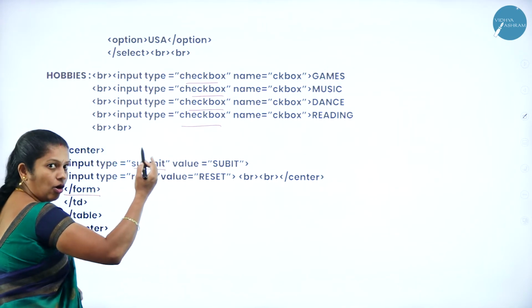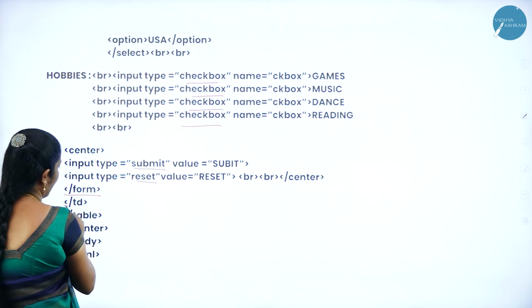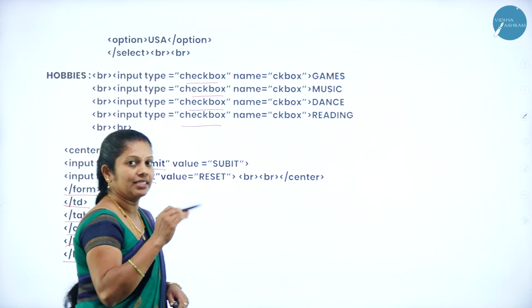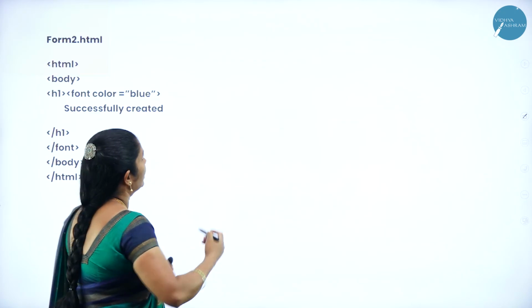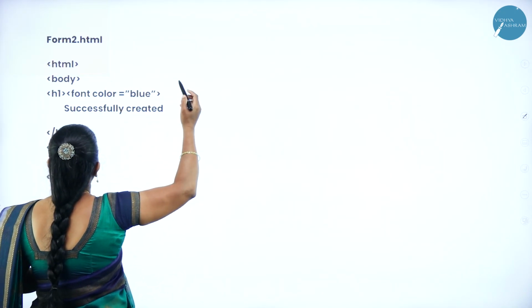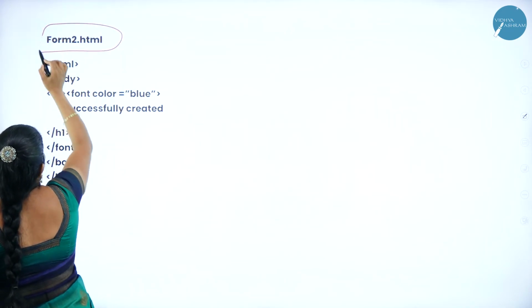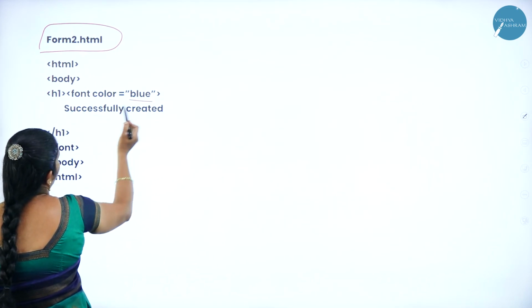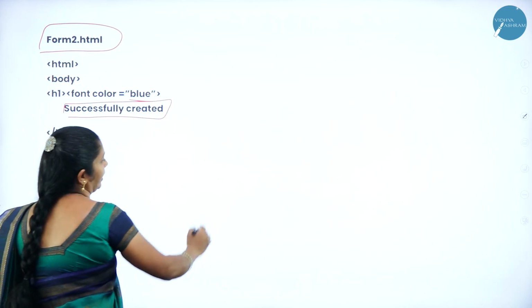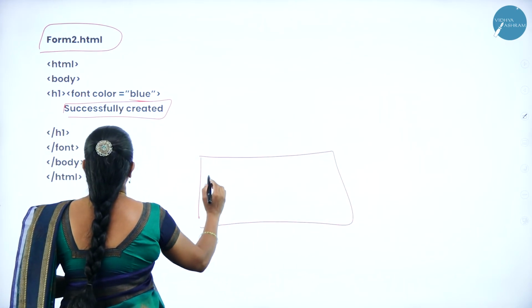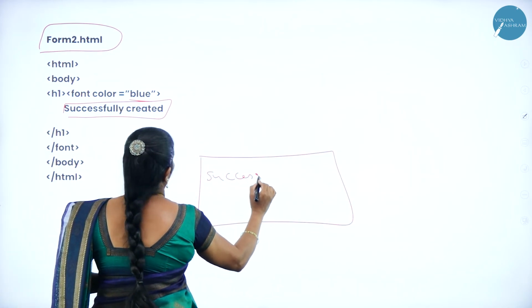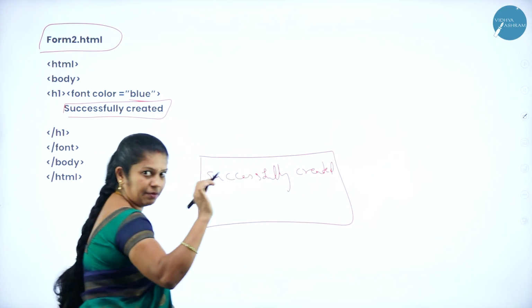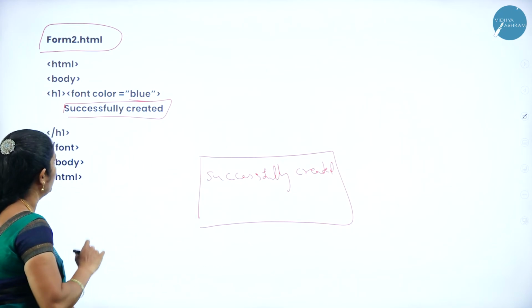Whichever tags are remaining, all the tags we will close one by one: form tag, TD tag, table tag, center tag, body tag as well as HTML tag. These are the tags we closed. Whereas in the final output, in form 2 we have created one program. There, in the HTML body, in blue color it will display that successfully created. In the output screen, we just have successfully created. This is the output. When you click on the submit button, this particular file will be opened.